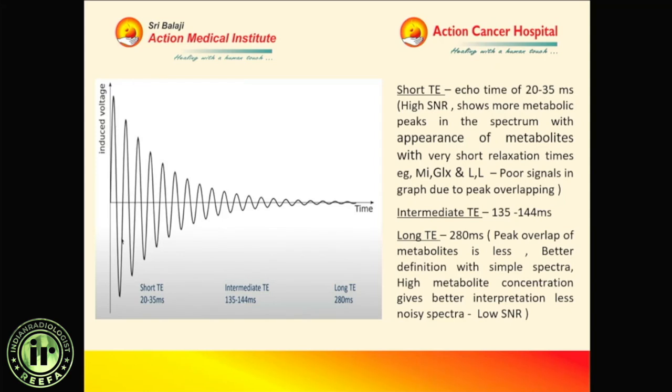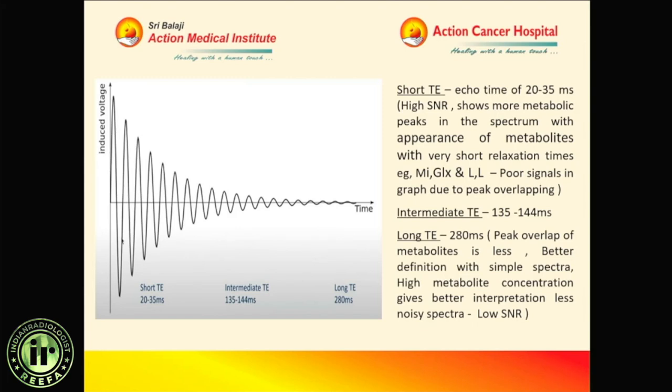Now let's talk about what is short TE, what is intermediate TE, what is long TE. Now this is the induced voltage from the recoiling of the protons which have been magnetized. So as we can see, if we acquire the data within 20 to 35 milliseconds, we will get a lot of peaks. All the metabolites will be shown, and even those metabolites which have a very short relaxation time will be shown. Now in intermediate and long TE, what we can see is after some time the induced voltage is less, and only metabolites with very high concentration would be seen here. So the question is, why do we need this kind of a long TE when the metabolite concentration is very less?